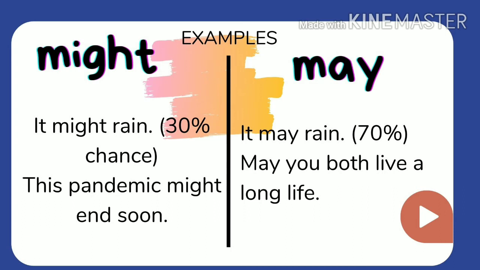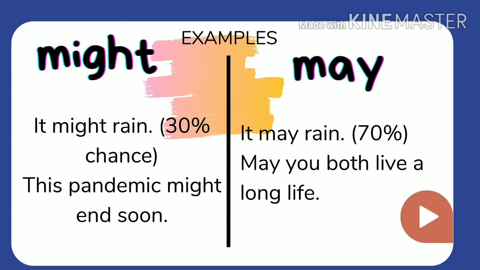Next, example. This pandemic might end soon. Notice that we have used the word might. Why? Because we don't know, right? We don't know when this would end. We have used might end because there is a small chance of ending this pandemic soon. Why? Because we still don't have the vaccine with us.